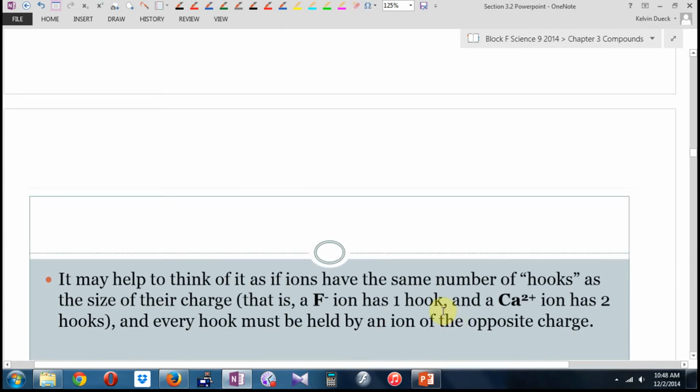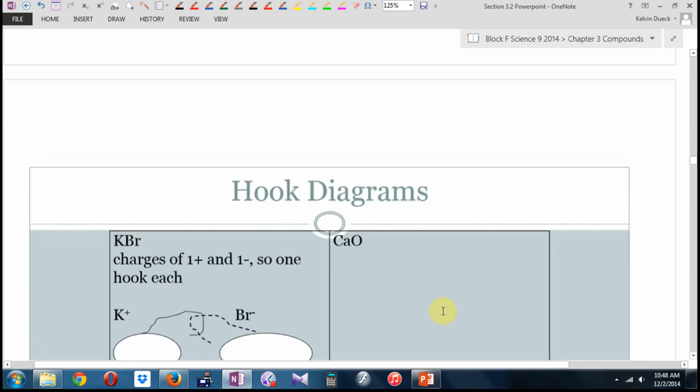It may help to think as if ions have the same number of hooks as the size of their charge. So for example, an F-negative ion has one hook. It wants to hook up with one electron. And a calcium-2 ion has two positive hooks. And the number of positive hooks and the number of negative hooks all have to get hooked together. These are something called hook diagrams.